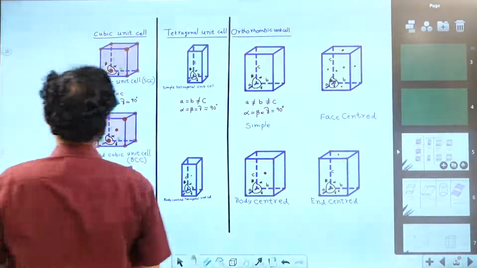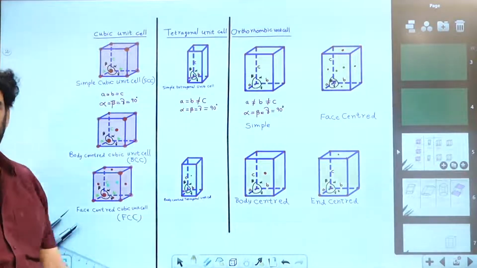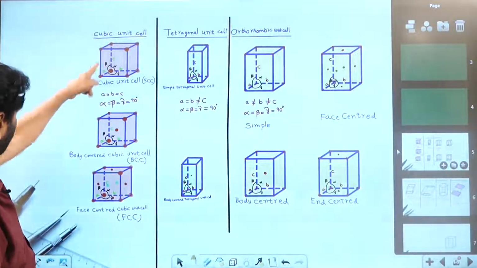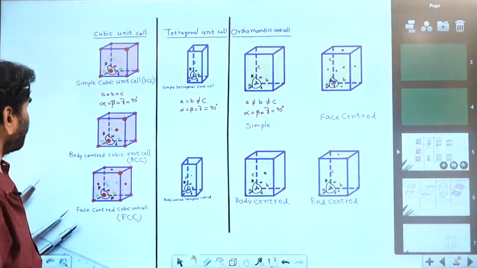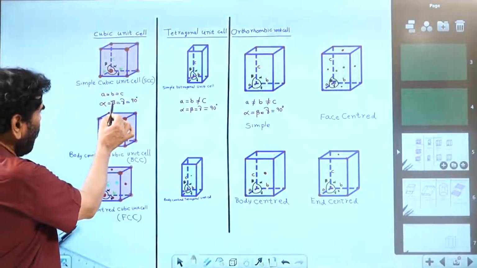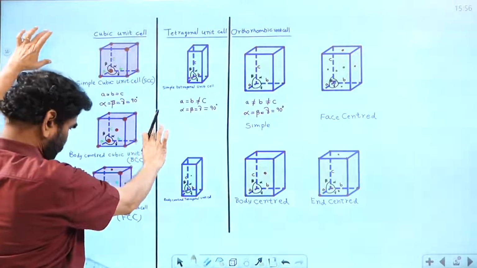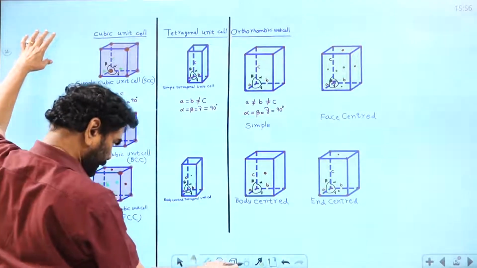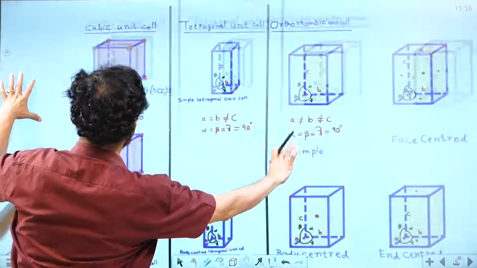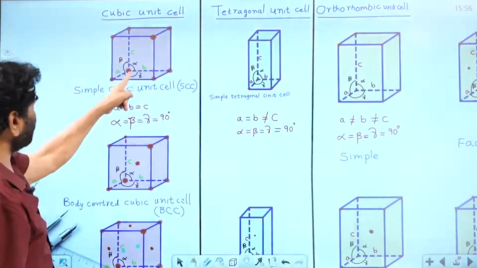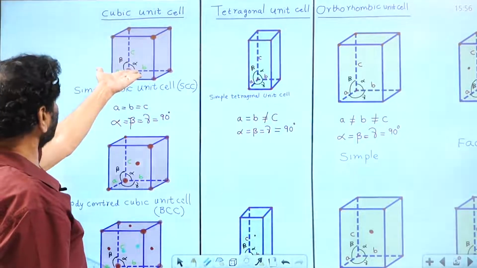Now this is a simple cubic unit cell. See, a = b = c for the cell parameters, the edge lengths a, b, c, and alpha = beta = gamma. In the picture it is clearly shown. The cell parameters of the simple cubic system. So this is the cubic unit cell.